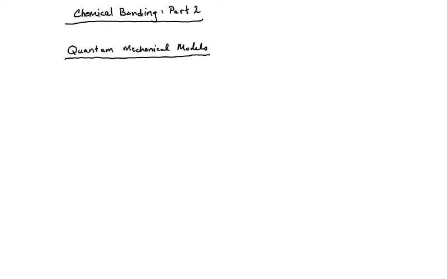Now, there are two quantum mechanical models that we're interested in. The first one we're going to look at is called valence bond theory. Valence bond theory basically has us looking at a bond not as simply the sharing of electrons, but rather due to the overlap of valence orbitals.